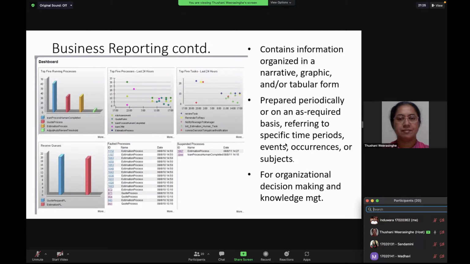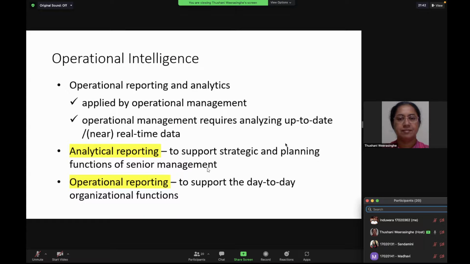Okay, so automatically you can generate the reports and then send them to the particular people. That means they will be able to access and see it from their devices if you allow them to. Then this will help with decision making and also knowledge management. Now there are two things here: analytical reporting and operational reporting.